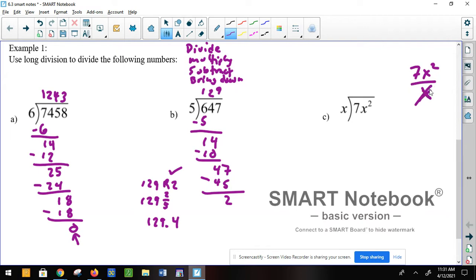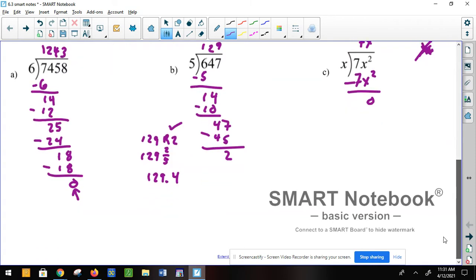The x's cancel, and you just get 7x. When you do the process, 7x times x would be 7x squared. You subtract, you get 0. So 0 remainder. Okay.